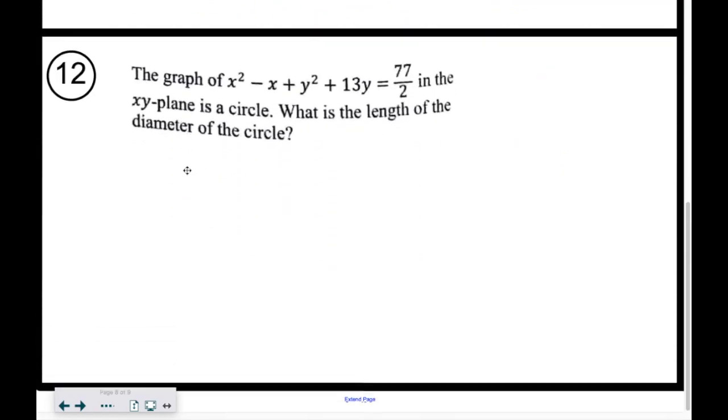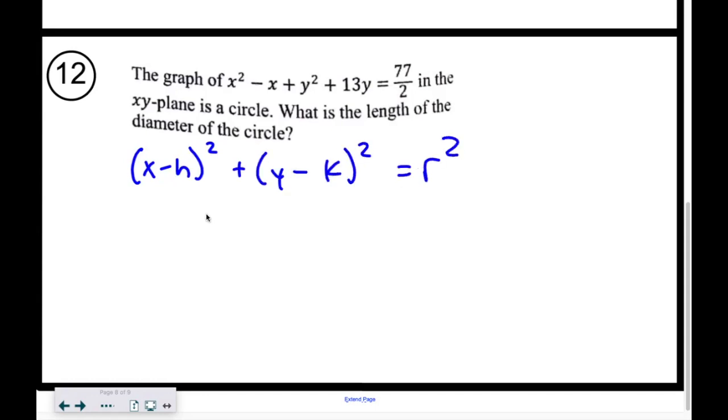All right. And then we have to go over, in any review, the equation of a circle. The equation of a circle is (x minus h) squared plus (y minus k) squared is equal to r squared. So to get this to look like that, I am going to complete the square twice. And just because we have access to calculators, I'm going to make this 38.5 and do this in decimals.